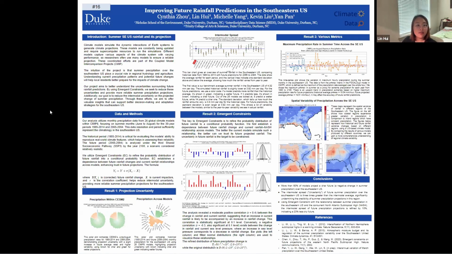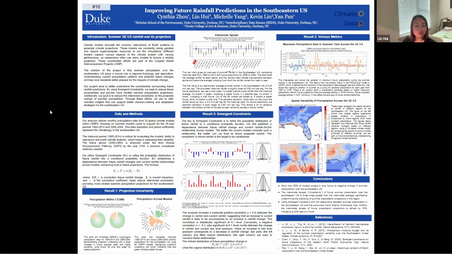Hi, everyone. The main idea of our project is that summer rainfall in the southeastern US is crucial for the regional water system and farming, and we want to reduce the uncertainties in future rainfall predictions. We used CMIP climate models as they get updated regularly, combined with emerging constraints to make these predictions more reliable. The key to emerging constraints is to refine the probability distribution of future rainfall to a conditional probability function.